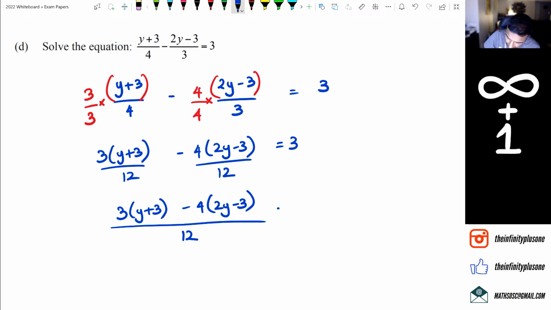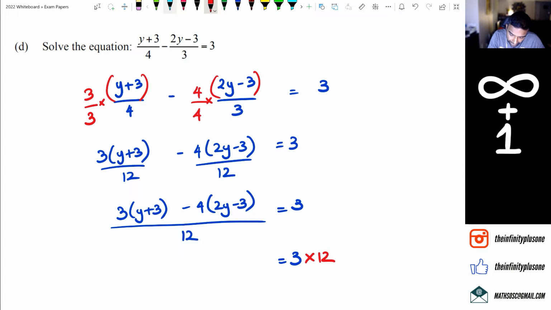Over 12 is equal to 3. So at this point, we can actually get rid of the 12 to the other side. So we move it across to the right-hand side, it becomes multiplied. So I'm going to do that at the start. So it will become 3 times 12.